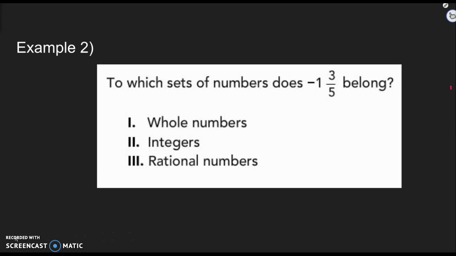To which set of numbers does negative 1 3/5 belong? Negative 1 3/5 is a fraction. Since this is a fraction, it is not a whole number. Even though we see a negative sign, again, it's not a whole number, so it cannot be an integer. But it is a fraction, so negative 1 3/5 is a rational number.